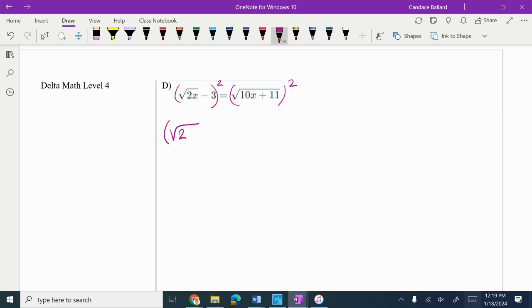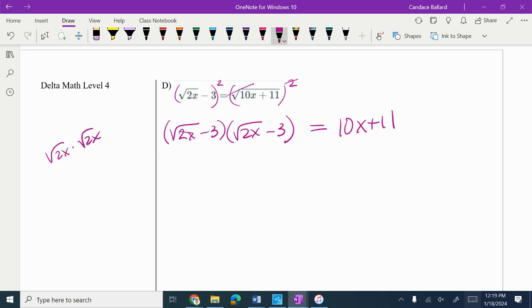So 2 square root of x minus 3 times square root of 2x minus 3 equals, and here we know the square root and the square cancel each other. So we would just get 10x plus 11. Over here, we're going to have to FOIL. So remember, square root of 2x times square root of 2x is just the number that's underneath. So it would be 2x.